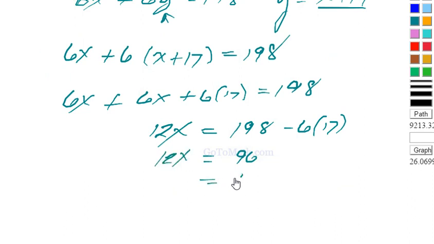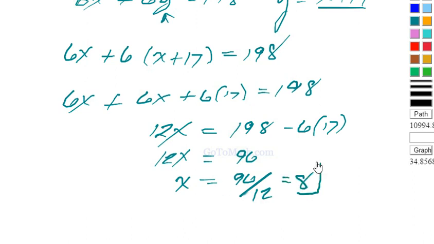So we end up with 12x equals 96. Over 12. And of course we can reduce that down, I'm sure. And let's see, 8. Okay, reduce down to 8.